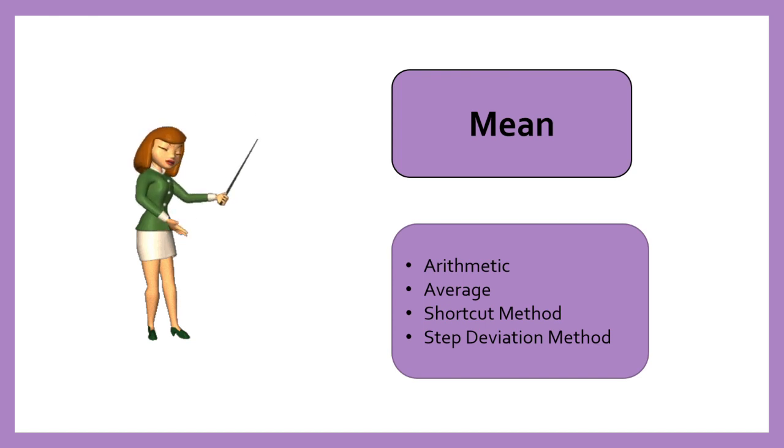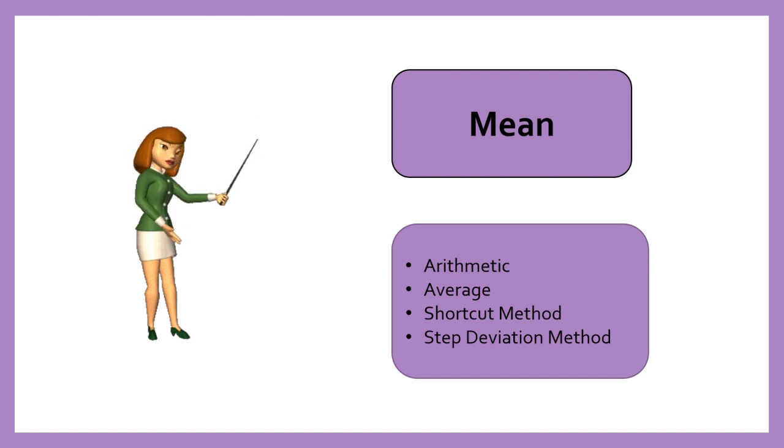Step deviation method. When the figures of deviations appear to be big and divisible by a common factor, this method should be applied to compute the mean with ease. Under this method, the figures of deviations are reduced by dividing them all by a common factor. The formula is given as under: x bar is equal to a plus summation fd dash upon n into c, where c is the common factor by which each of the deviations is divided, and d dash is the deviation from the assumed average divided by the common factor, that is x minus a by c.